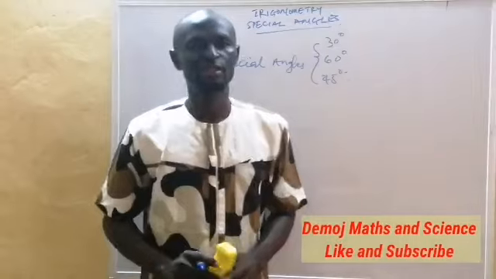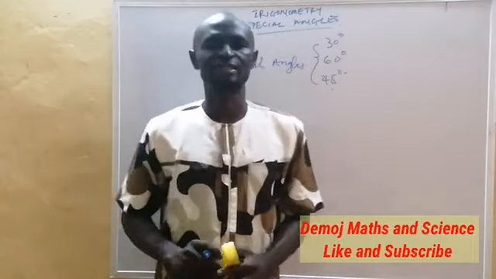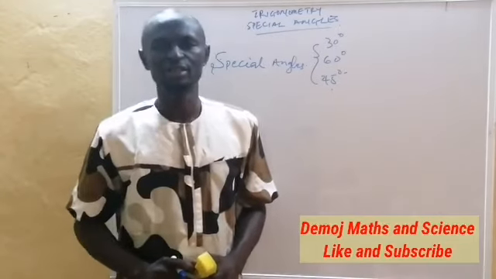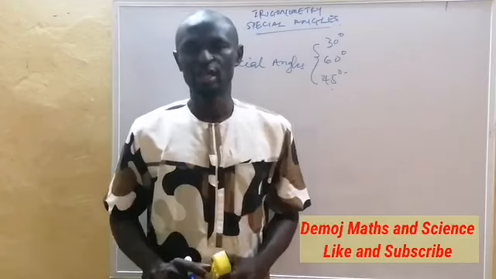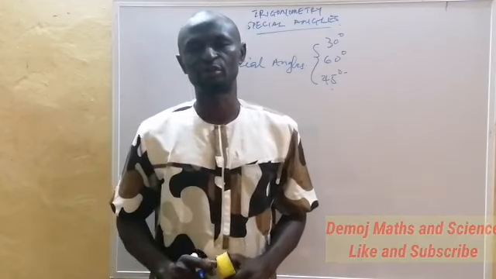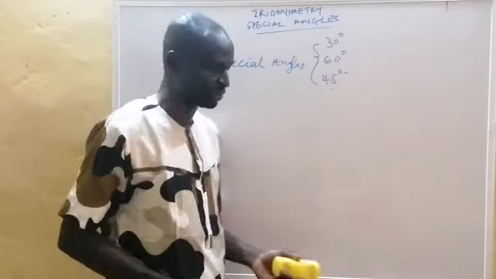In today's lesson, we'll be seeing how to solve with special angles. In our last lesson, remember we dealt with the right angle triangle. We saw how to use SOHCAHTOA and also how to use Pythagoras theorem. Today, I'll briefly be explaining to you how to derive these special angles and their various degrees.